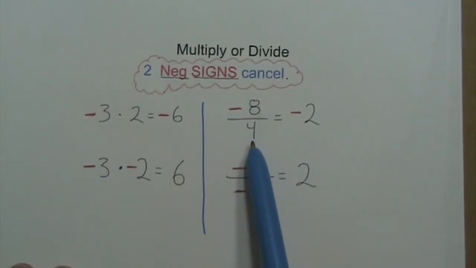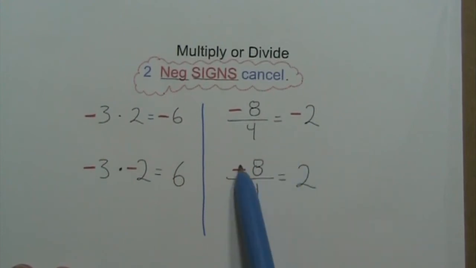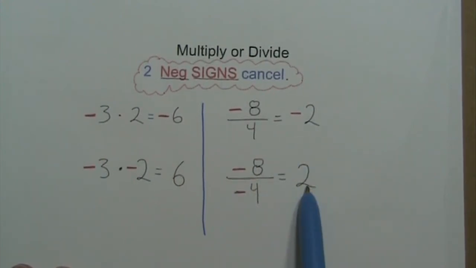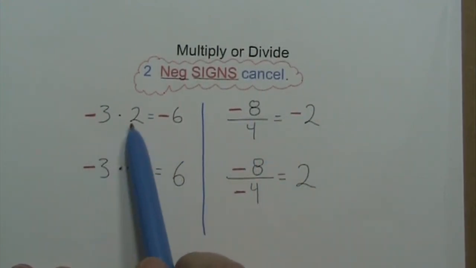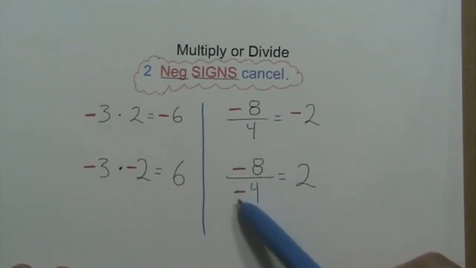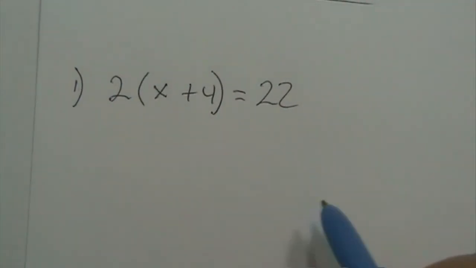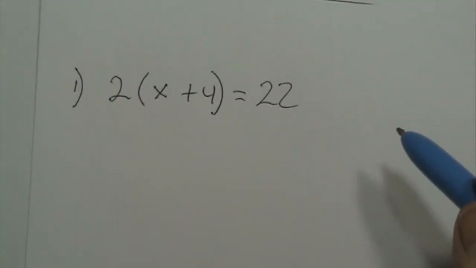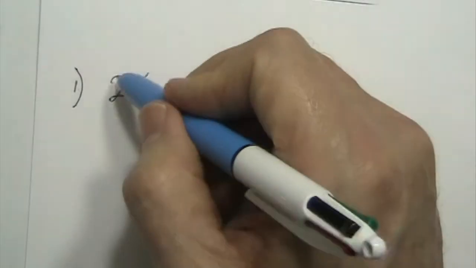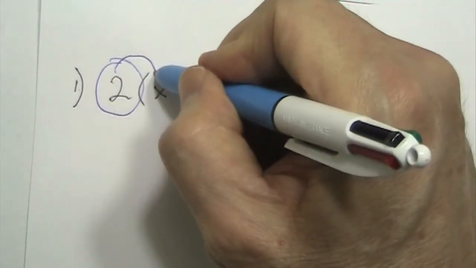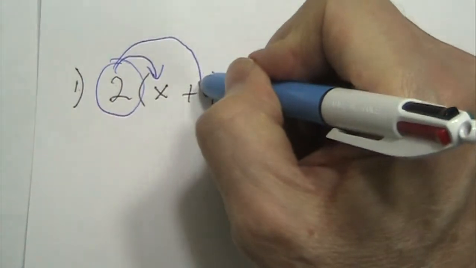And the same thing with division. One negative, two negatives, they cancel. But remember, you first have to multiply or divide first. Then just count the signs, the symbols. There are different ways of doing this problem, but we're just going to practice with the distributive property. That's where you take the outside number times everything inside.